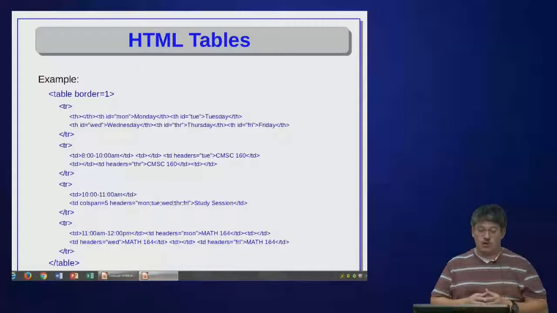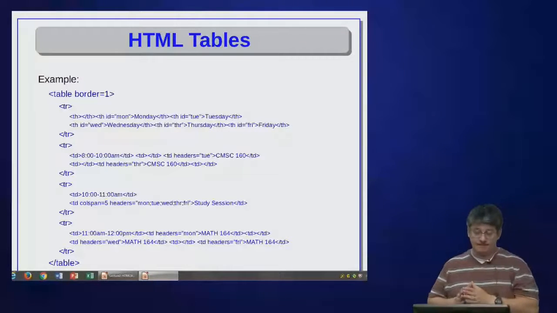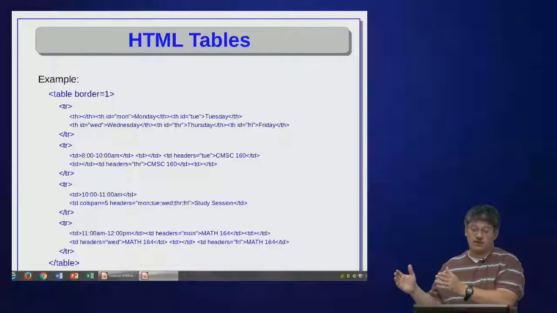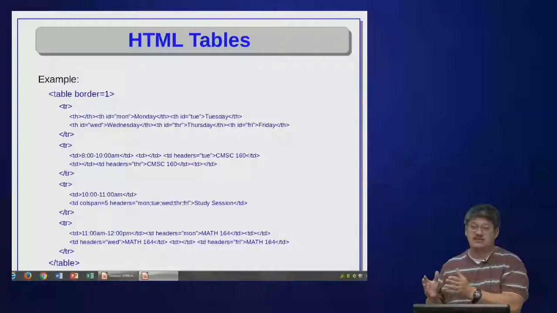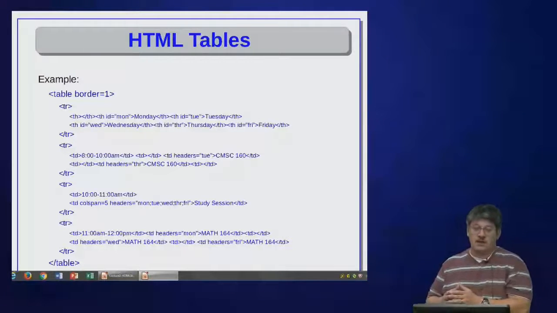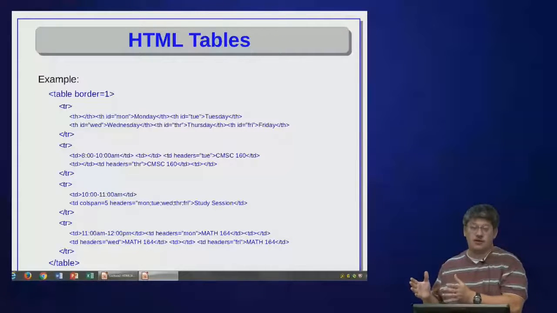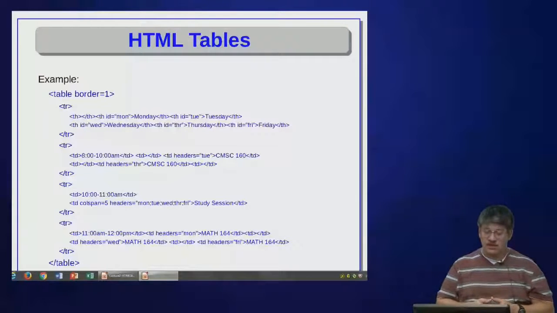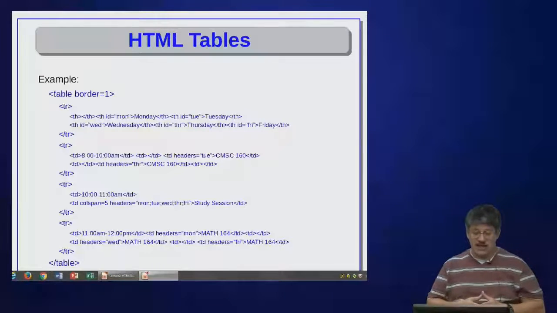In the second row, I have a table data cell in which I've put 8 o'clock to 10 o'clock a.m. That's followed by an empty table data cell, so it will skip the second column. And in the third column, I have a td tag that is linked to the Tuesday header that contains CMSE 160. That's one of the programming courses I teach. That's followed by an empty table data cell, and then followed by another CMSE 160 that's linked to the Thursday header. At the end of that row, again, I have a /tr tag.